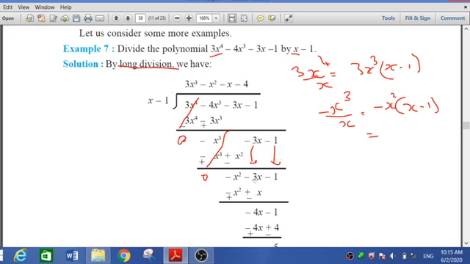Now x square minus 3x minus 1. Again minus x square divided by x. So we can get minus x. So that is why minus x is written here. Now minus x, again minus x in bracket, what I have to write? x minus 1.